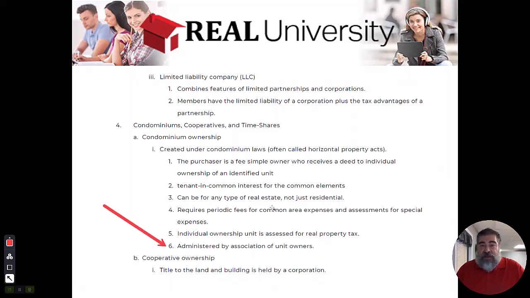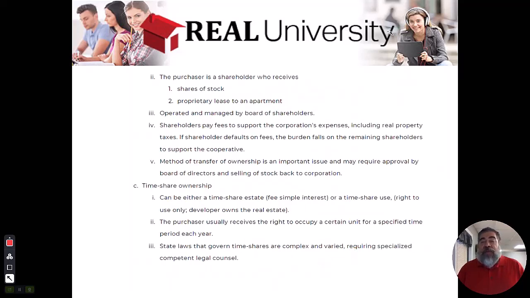All right. The next one is this thing called a co-op, which we have touched on very briefly. A co-op is where the building and the land is actually held and owned by a corporation. And all of the people that have bought into that are shareholders of that corporation. So you own shares of stock. You do not own real property. The real property is owned by the corporation, and you own shares in the corporation.